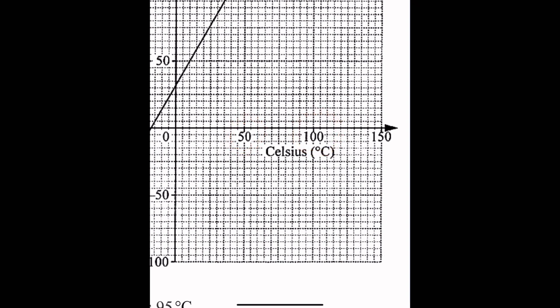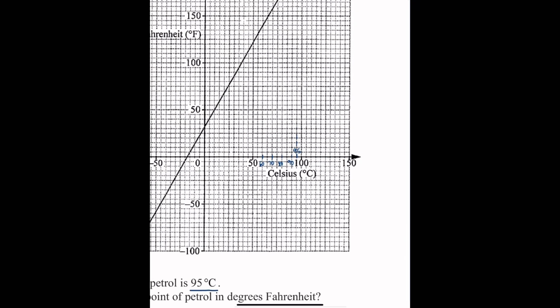There are 10 small squares between 50 and 100. That means one small square represents 5. So over here will be 60, 70, 80, 90. So 95 is here. What I'll do is draw a dotted line up to meet the line given here.